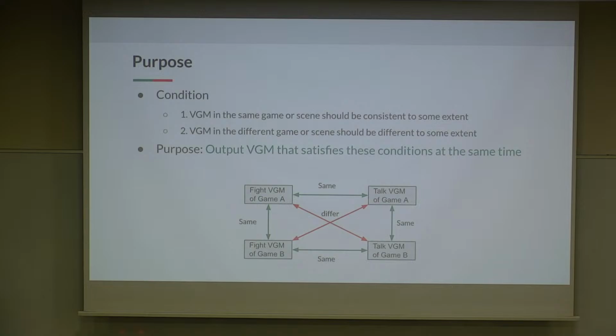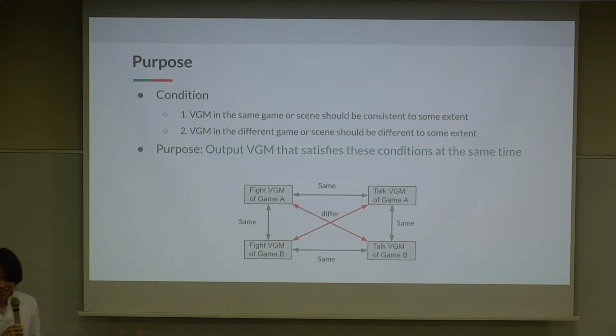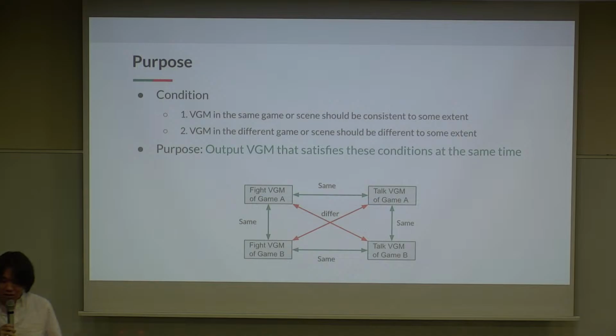To close the background, BGM has two conditions. Condition one is that BGM in the same game or scene should be consistent to some extent, like the green arrow. The second condition is that BGM in a different game or scene should be different to the same extent, like the red arrow. So our purpose is to output BGM that satisfies these conditions at the same time.